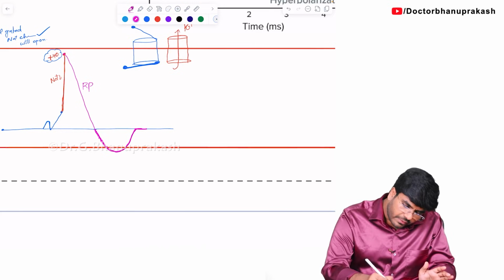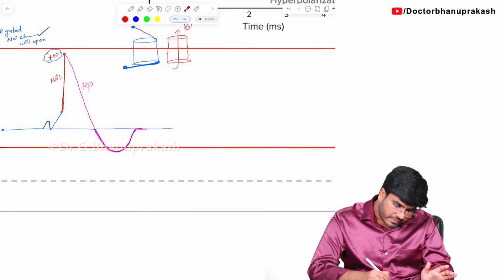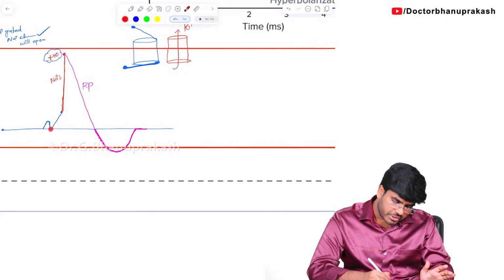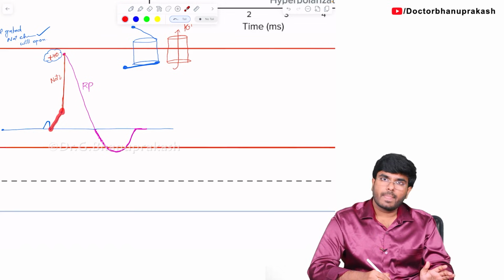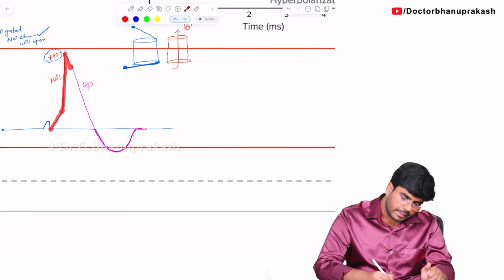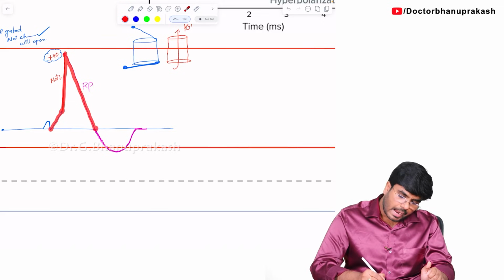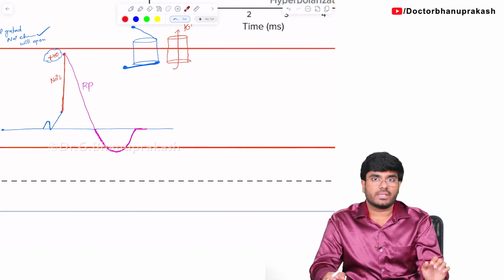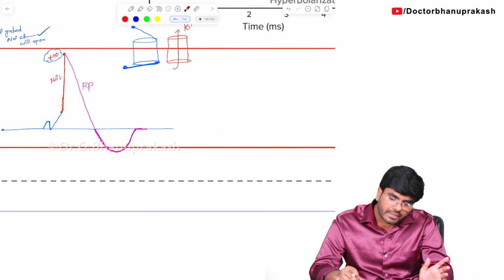So what are the different phases that I am talking about here? First is the resting membrane potential, then from the resting membrane potential to the threshold potential. Then there is depolarization due to the sodium influx, repolarization due to the potassium efflux, and hyperpolarization due to the delayed closure of the potassium channels. Again, potassium is going out, making the neuron more hyperpolarized. So these are the different events.